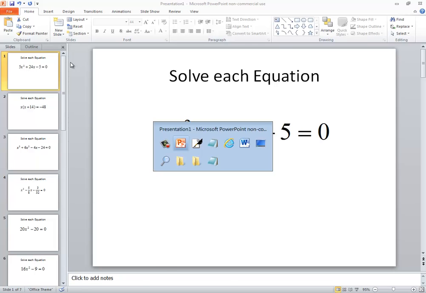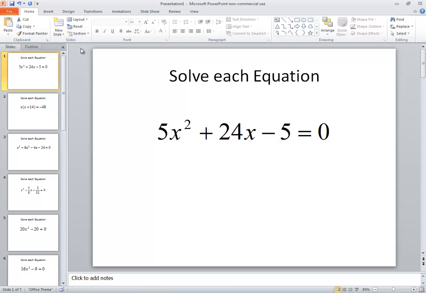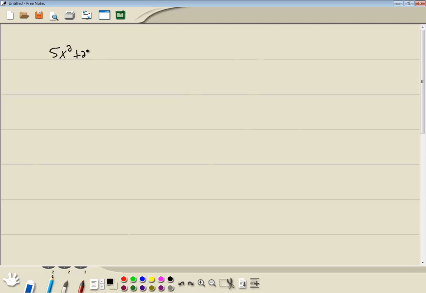Let's take a look at this problem. We've got 5x squared plus 24x minus 5 equals 0. Now we're going to be using the zero factor property.